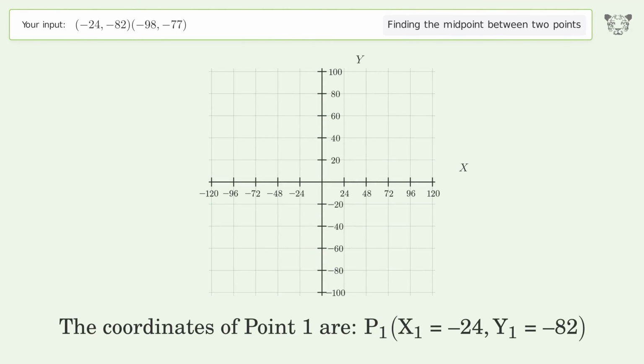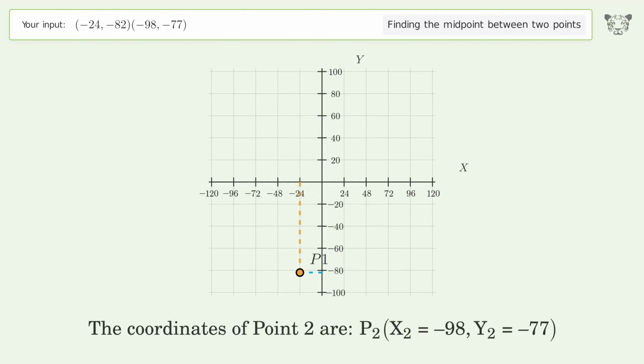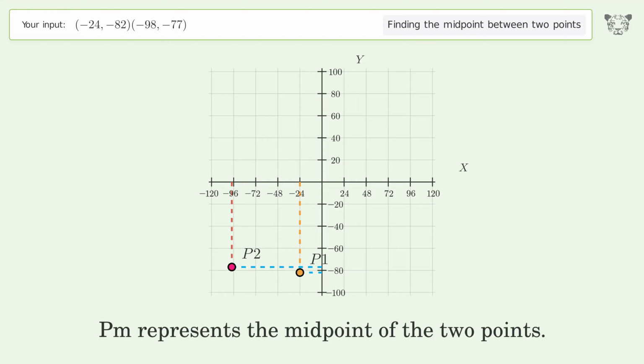The coordinates of point 1 are, x1 equals -24, y1 equals -82. The coordinates of point 2 are, x2 equals -98, y2 equals -77. PM represents the midpoint of the 2 points.